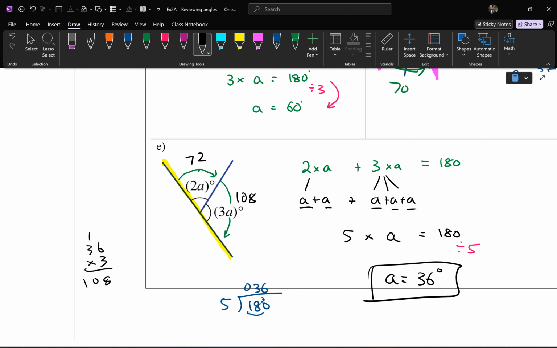So 72 plus 108 gives you 180, yeah? Because we know the angle A is 36. So if you did A plus A plus A plus A plus A 5 times, it should add up to 180. Okay? All right, team.